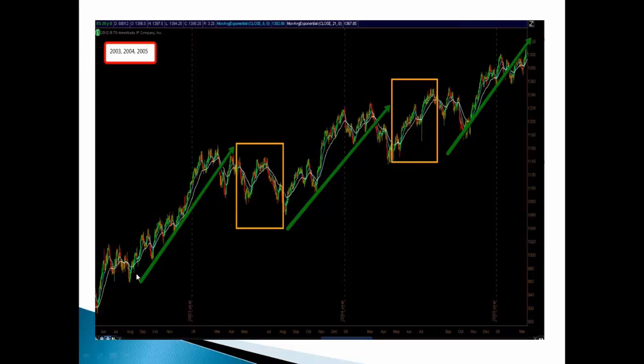From September of 2003, which were our lows in our 50% longs, to May, we had accumulation. As soon as we hit May 1st, it was a high, the sell in May and go away, and then we have a consolidation represented with the yellow box.